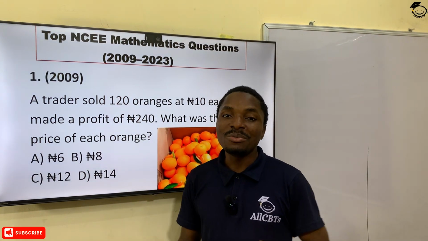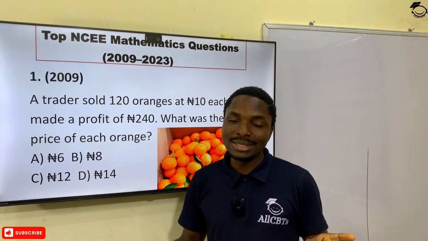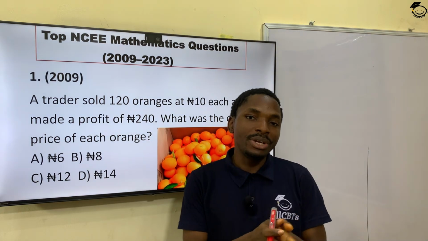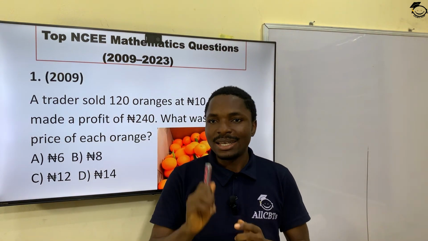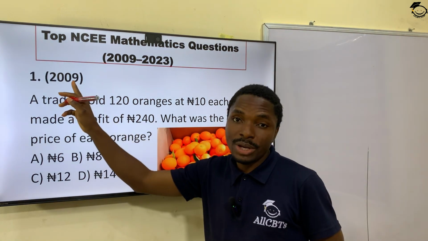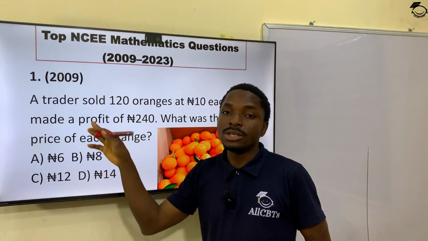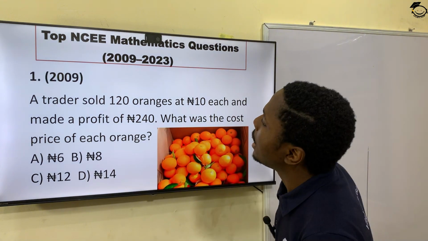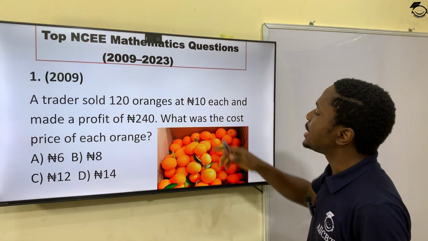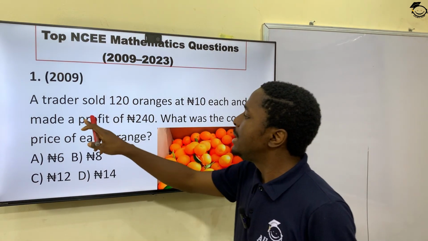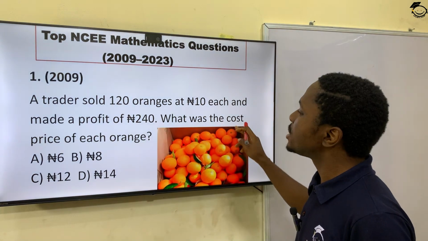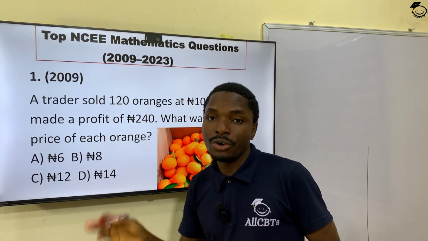And in today's video, we'll be looking at basic school maths. This maths is for pupils from the class of primary 3 to primary 6. Let's get into it. Question 1. From the year 2009, you can make reference to this question in this year. A trader sold 120 oranges at 10 naira each and made a profit of 240 naira. What was the cost price of each orange?